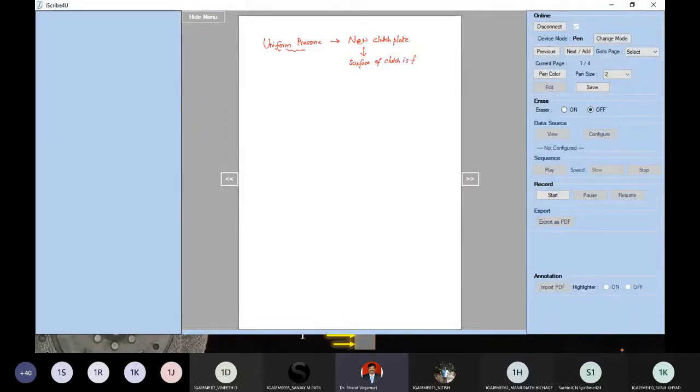The surface of the clutch is flat. Since the surface is flat, the flywheel applies uniform pressure on this flat surface. So here I have a flat surface, I have a clutch, and this is the hole. Now I can apply uniform pressure here. This is called the uniform pressure condition.